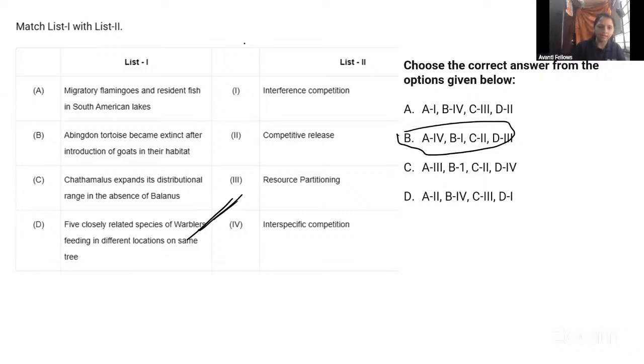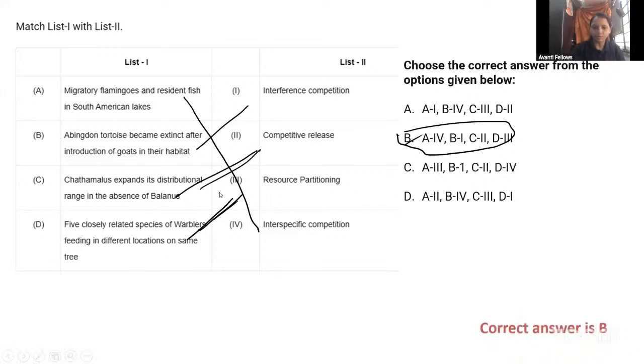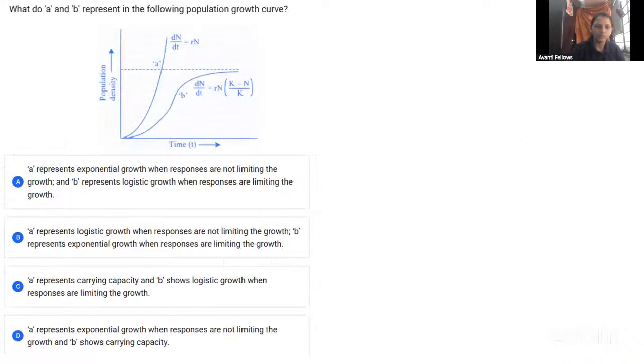Very good, Shashank. What about Raju? Raju answered? Very good, Raju. Yes, so the correct answer for this is B, right? Then for A, it is 4, interspecific competition. Then for B, it is 1, interference competition, right? Then coming to Chthamalus, it is competitive release. The correct answer is B. So you can answer this question.